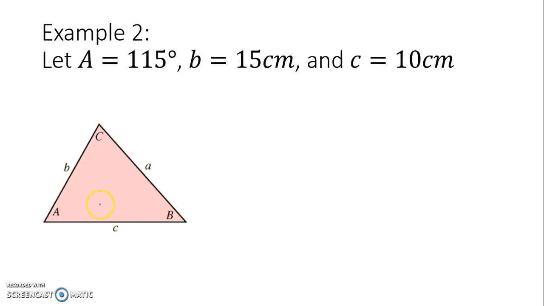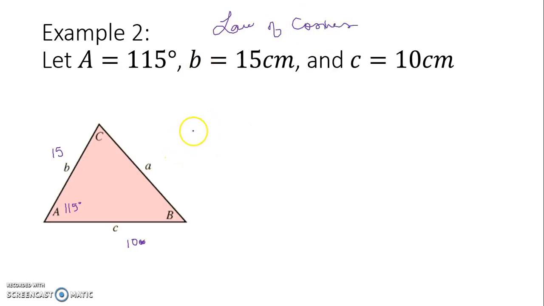Another example. Angle A is 115 degrees. Side B is 15 centimeters. Side C is 10 centimeters. If you remember on the last one, I said if you know an angle and the side across from it, that's law of sines. Here, I know an angle, but I don't know the side across from it. And I know two sides, but I don't know either angle across from them. So this is going to be law of cosines.